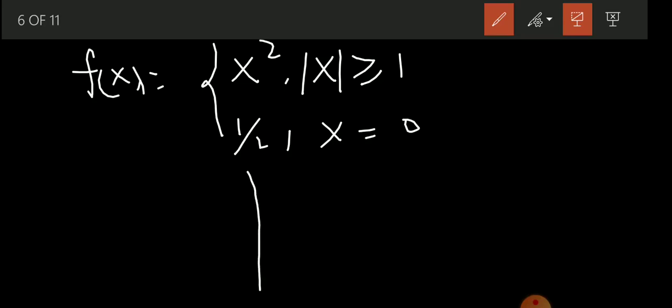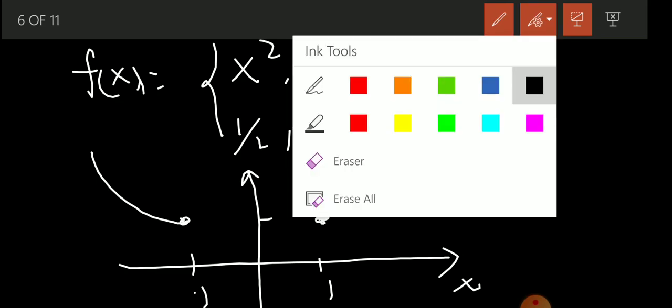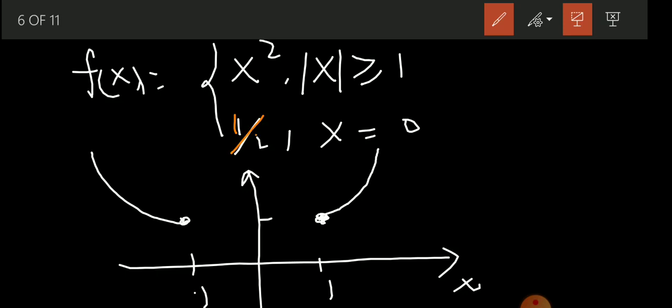So let me draw the graph first. While drawing the graph, beyond 1 we can draw the graph like this, x square. At 1 the result is 1, and at minus 1 also 1, and the graph goes this way. But between minus 1 and plus 1, what is at x equal to 0? At x equal to 0, the result is 1 by 2.